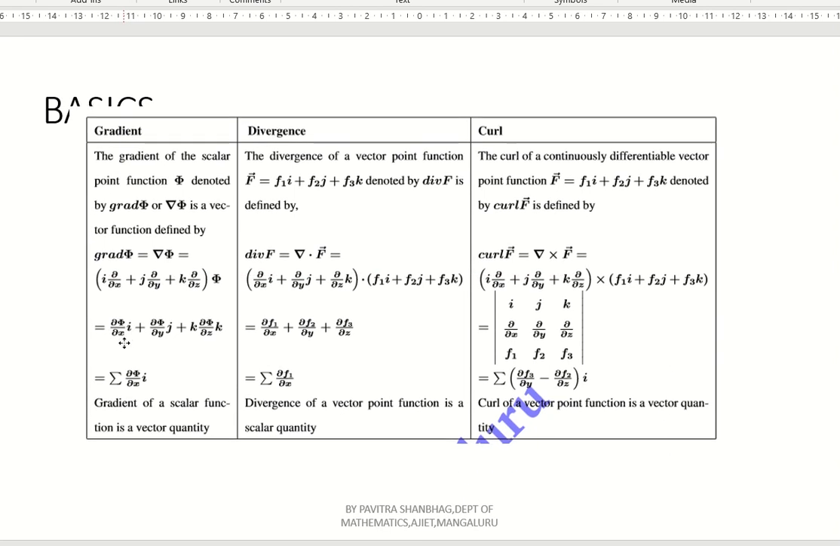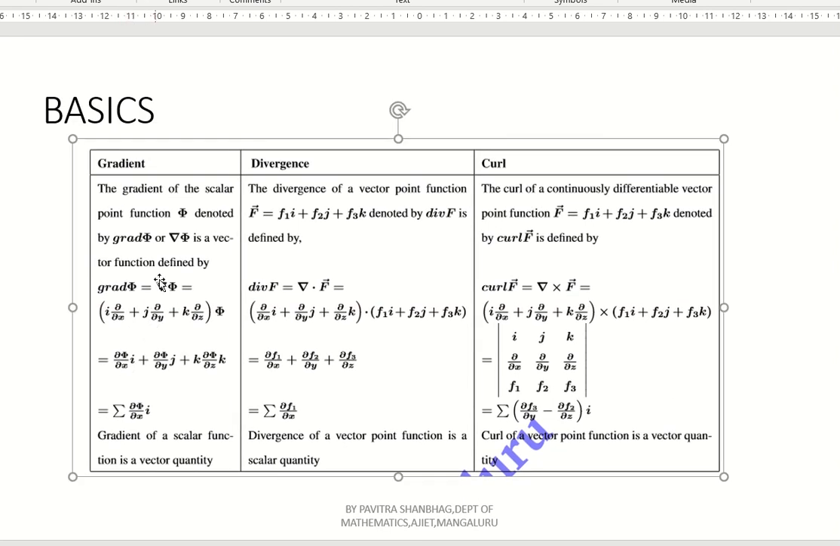We have taken here a scalar function phi, but after operating with the gradient, we are getting a function in terms of what? A vector quantity, right? I, j, k and so on. At the end, we are getting the answer in terms of i, j, k. That is nothing but gradient of a scalar is what? A vector function, or gradient of a scalar function is a vector quantity.